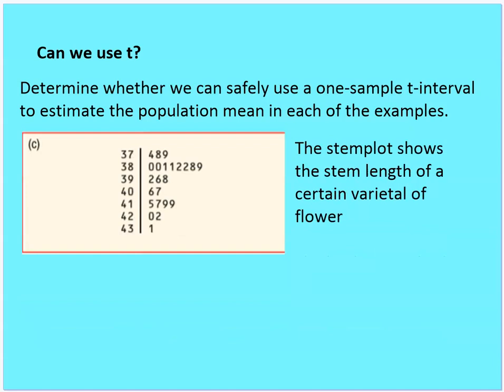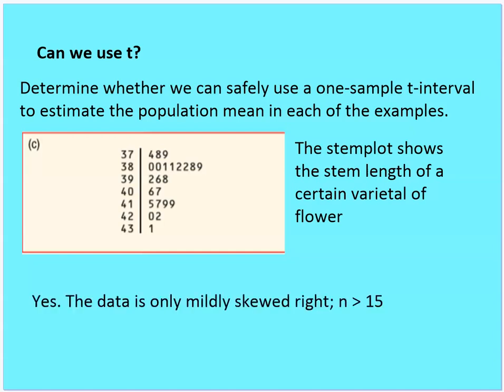And the third: determine whether we can safely use a one sample t interval to estimate a population mean. In this example, the stem plot shows the stem length of a certain variety of flower. And the answer is yes, the data is only mildly skewed right, and the size is greater than 15.